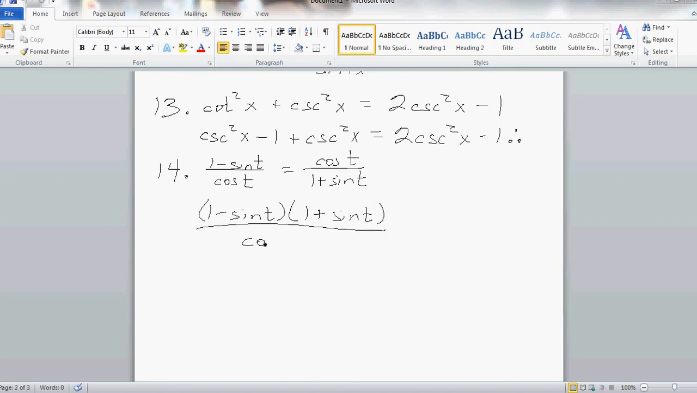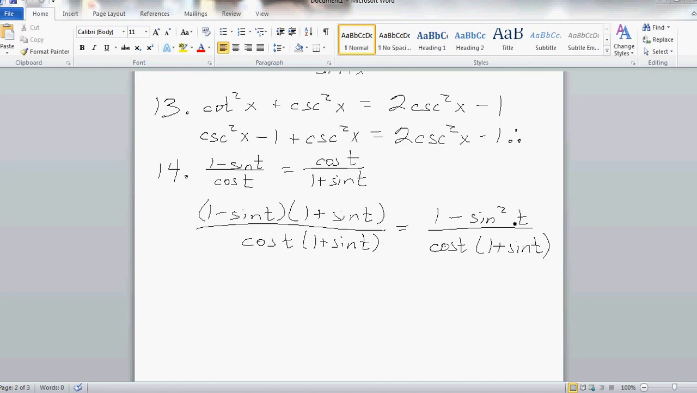Let's see what we get. 1 minus sine t times 1 plus sine t is 1 minus sine squared t. And down here we get cosine of t times 1 plus sine t. Now there is a reason why I wanted to keep it factored, because 1 minus sine squared t. Well, let's see what we've got.